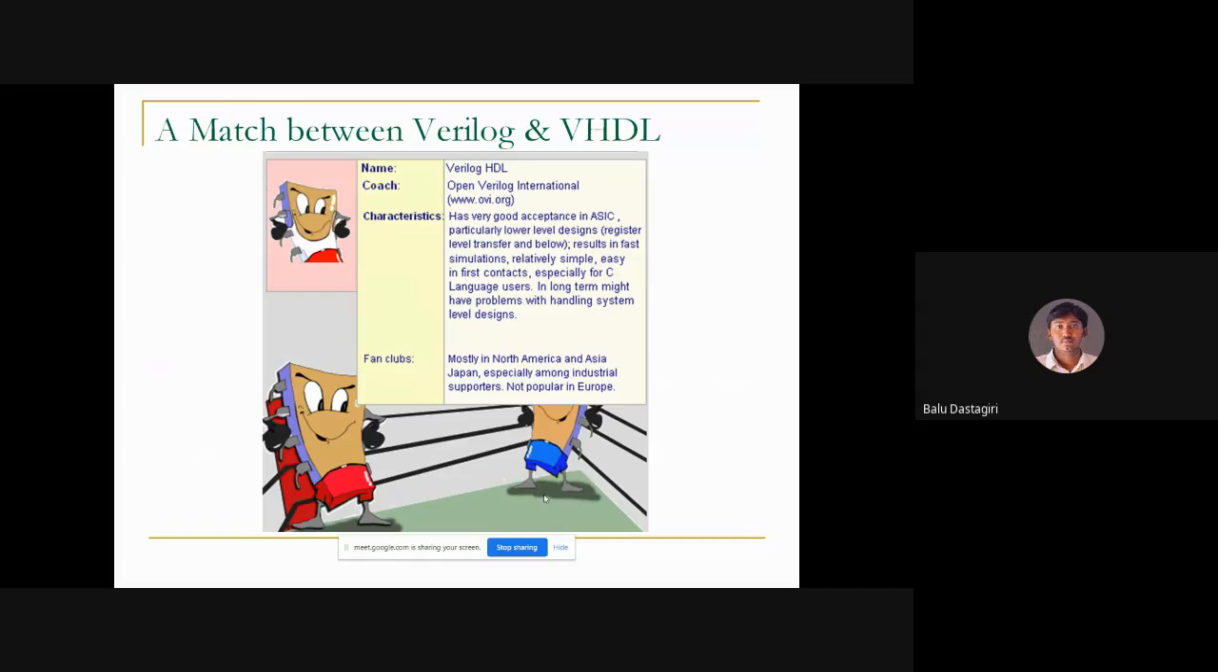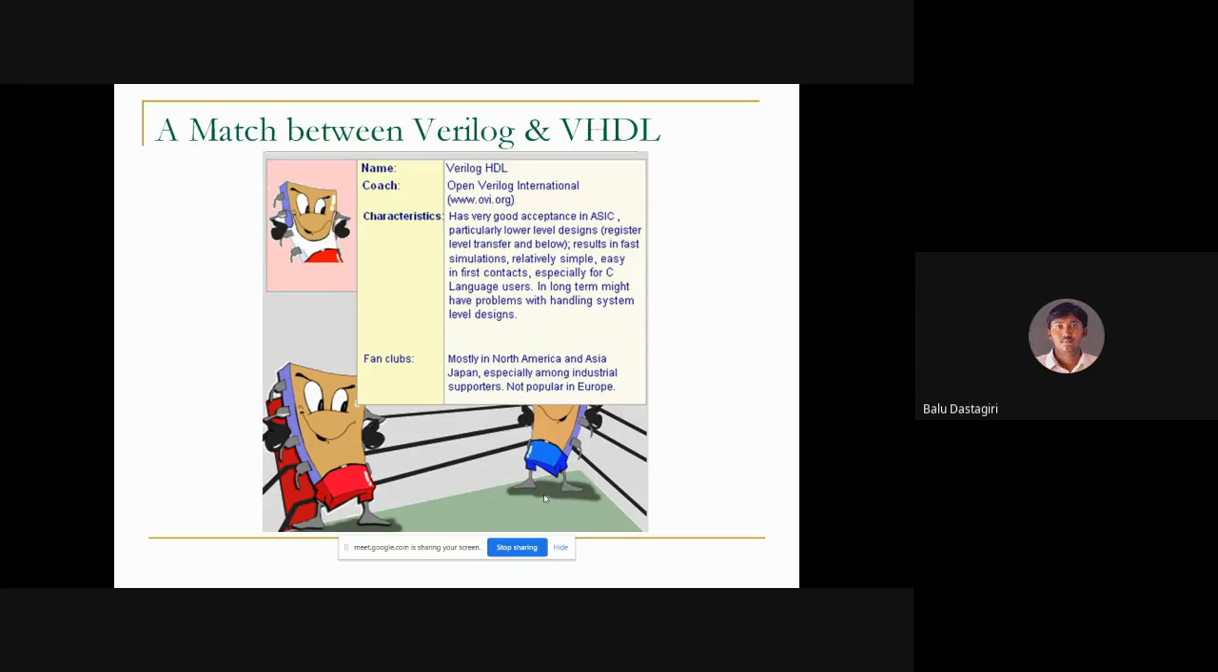As we know, there are two types of languages: Verilog HDL and VHDL. So let us see the basic differences here. The name is Verilog HDL. Whoever is making any changes for this, you can call them the coach. It is Open Verilog International, www.ovi.org. It is the company that is making the changes and debugging anything present in the Verilog HDL.